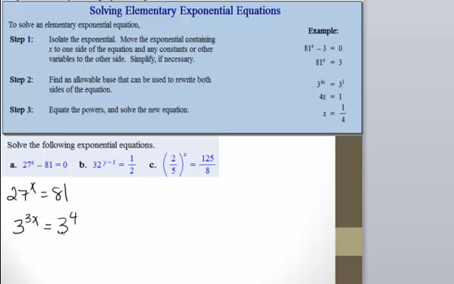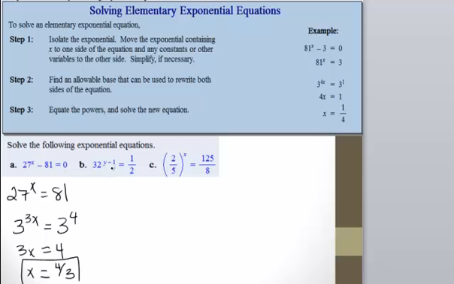Well, since you have like bases, and these are equal to each other, then their exponents must be equal. So 3x must be equal to 4. When you divide both sides by 3, you get x is equal to 4/3. If you were to substitute this back into the equation, you would find out that it does make this equation true. So how about the next one?